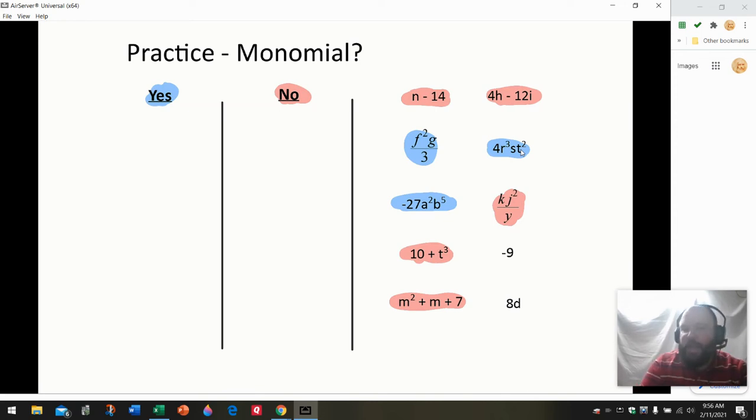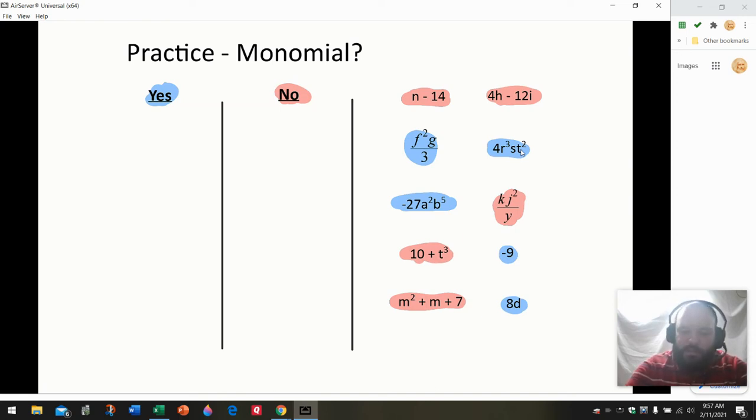The number negative 9, that is definitely a monomial because there's only one thing there. And 8d, it's separated by multiplication, so that would also be a yes. That is a monomial. So there's a little activity just to kind of show you how to recognize monomials and things that are not monomials.